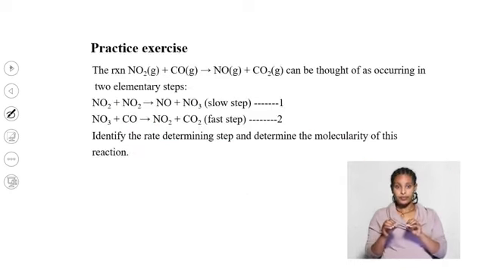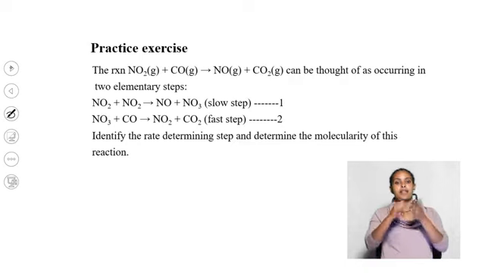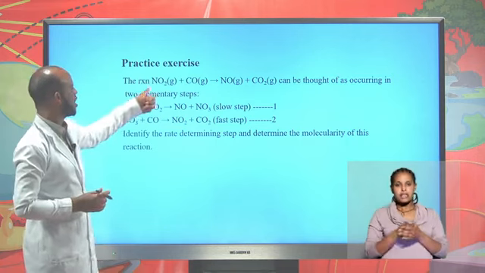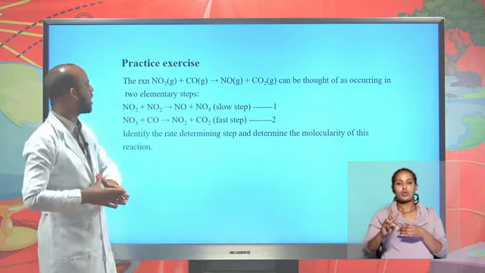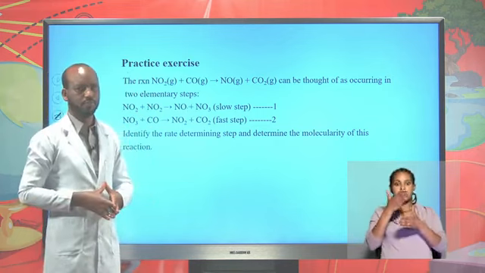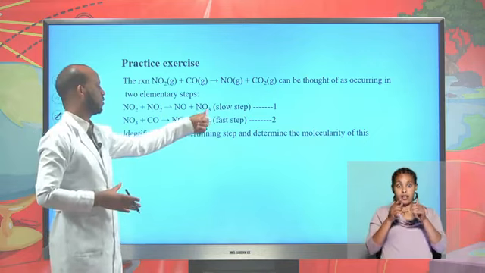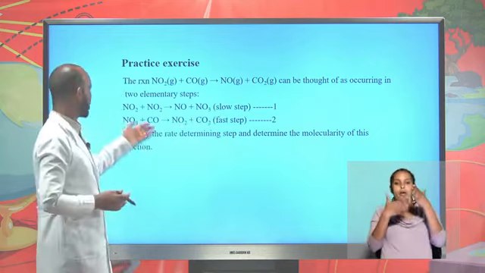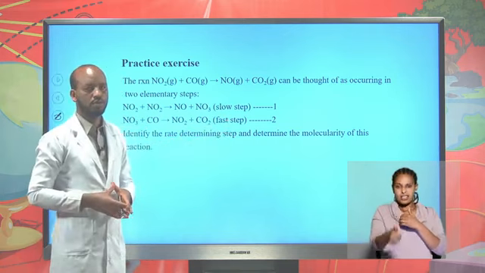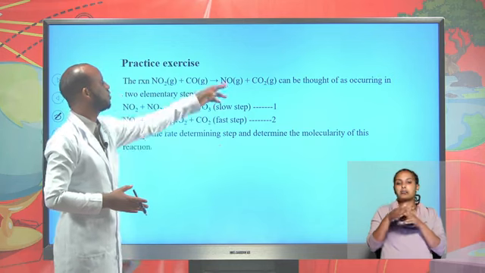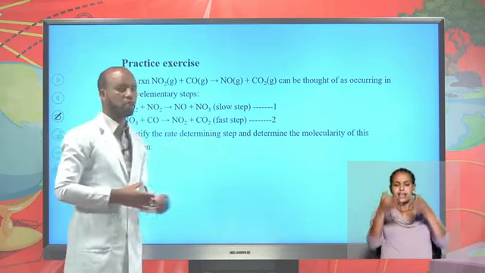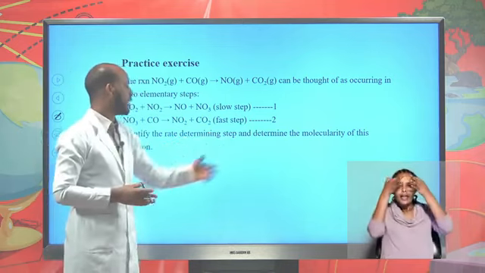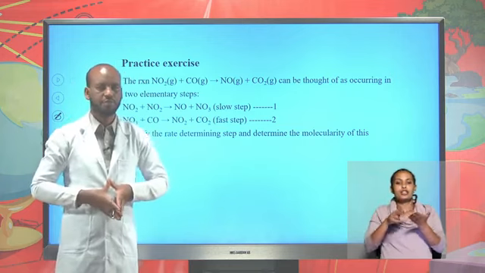Students, let us try this exercise so that you can practice what you have just learned. The reaction NO2 gas plus CO gas gives NO gas plus carbon dioxide gas can be thought of as occurring in two elementary steps. Elementary reaction 1 is the slow step. Elementary reaction 2 is fast. Elementary reactions add up to give the overall reaction. Identify the rate determining step and determine the molecularity of this reaction. You have 2 minutes.